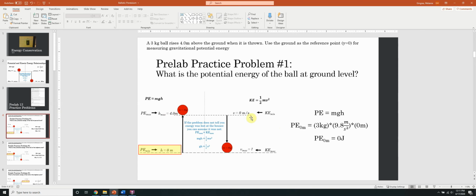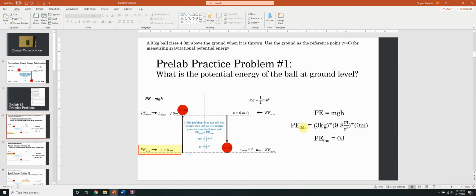We also know that at the top of the motion, our velocity is going to be equal to 0. We know that down here at ground level, as they told us in the problem, our height is going to be equal to 0 meters. Pre-lab practice problem number 1 wants to know what is the potential energy of the ball at ground level. So we know that potential energy is equal to m, mass, times gravity, g, times height, h, right?